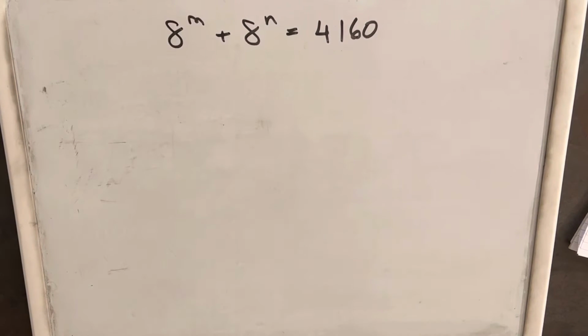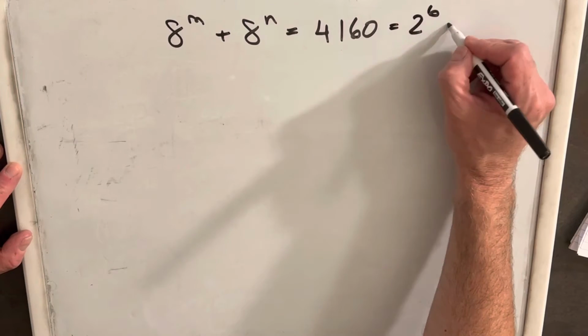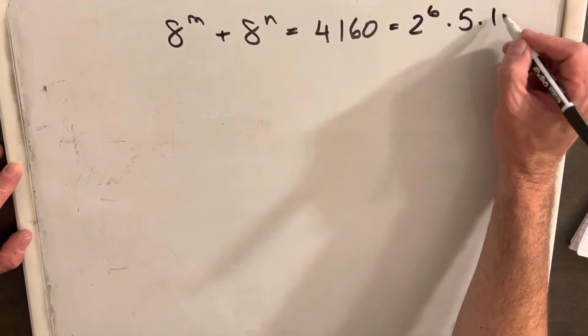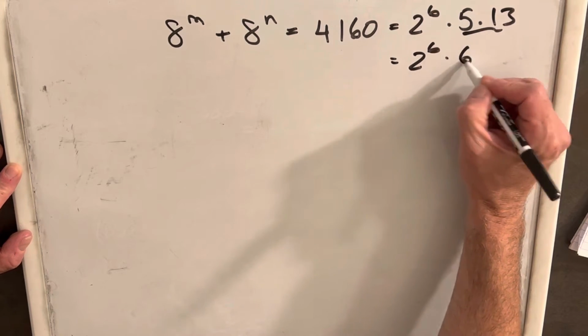Hi, so I have this interesting exponent equation on the board. We have 8 to the m plus 8 to the n equals 4160. And the first thing I want to do is get a prime factorization of the number on the right. I've already worked that out, and it's actually going to be 2 to the 6 times 5 times 13, and that we can just rewrite this piece as 65.